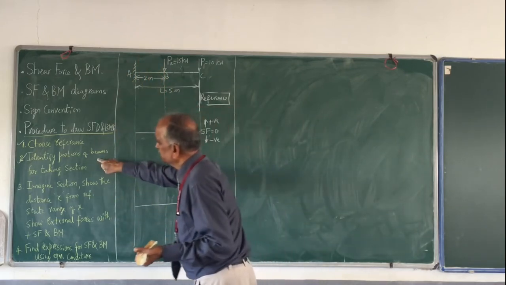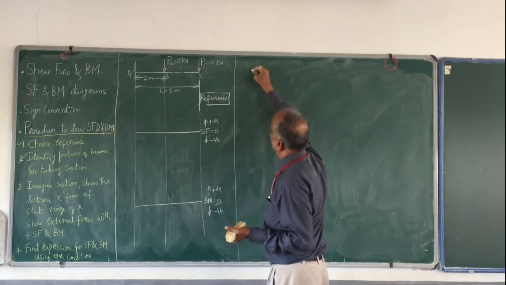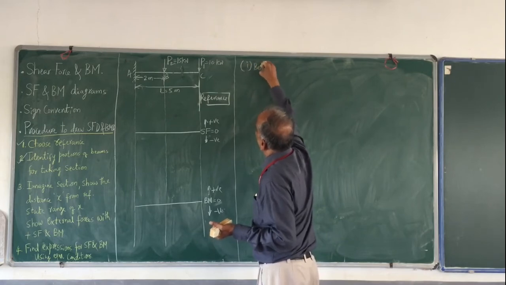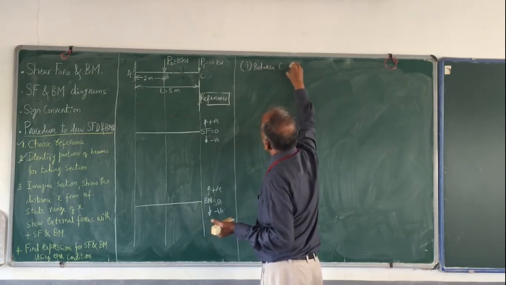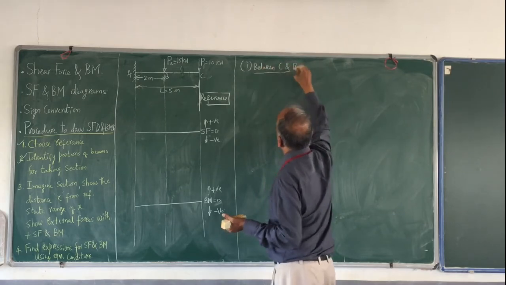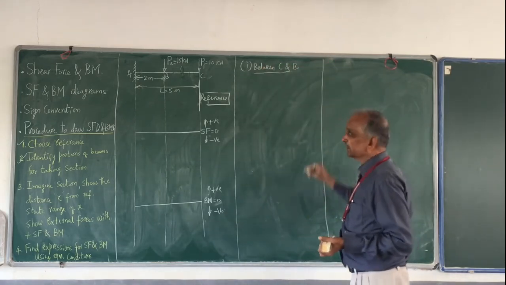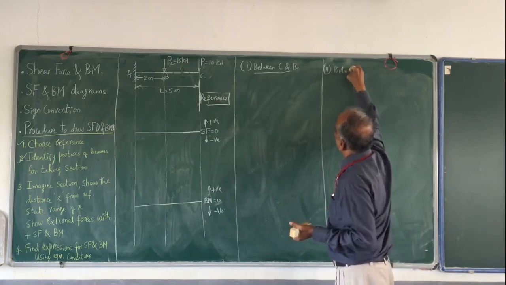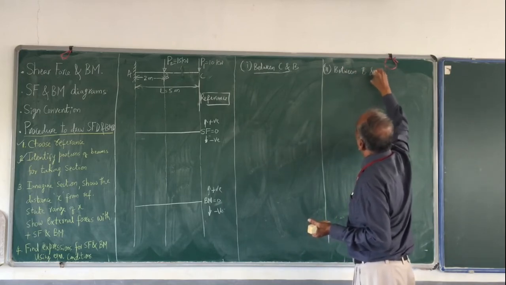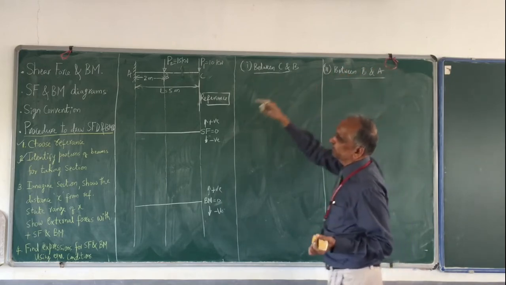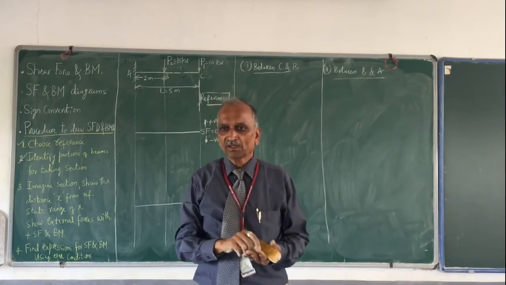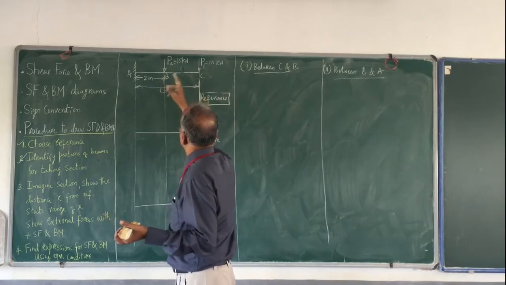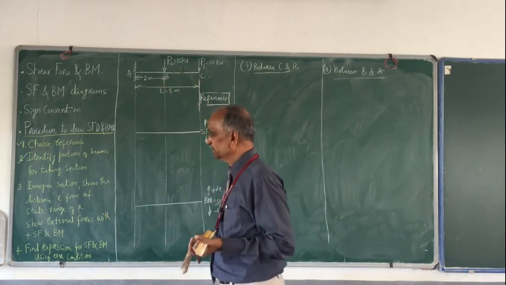So now, identify portions for taking section. I am going to take two sections. One is between C and B, this is one portion that I am going to analyze. The other one is between B and A. This is what I mean. Okay, take a section, imagine a section. First, between C and B, I am taking a section.